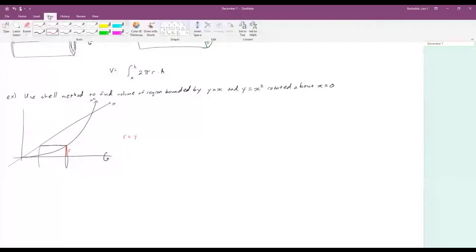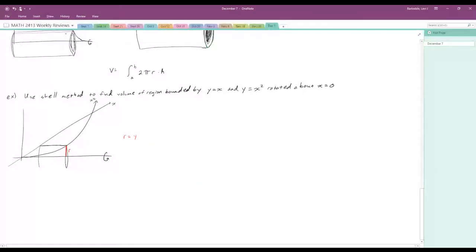Now, I also need to know the height of my cylindrical shell. This distance here. Well, in this case, you'll notice that I can't exactly subtract my x values of my functions because then I'd have two x values. So what this actually forces us to do is integrate in terms of y instead. So I'm going to let my h be represented in terms of my y values rather than my x values.